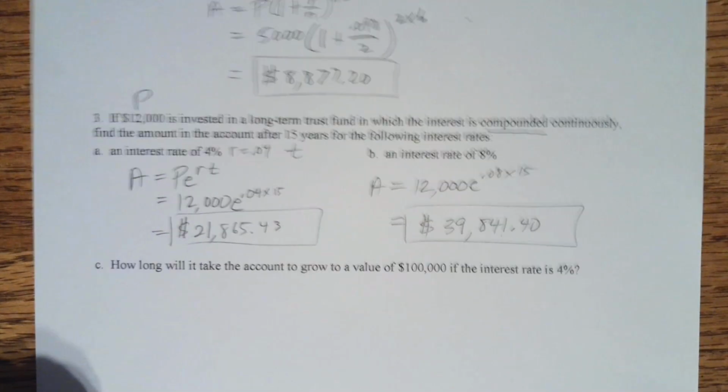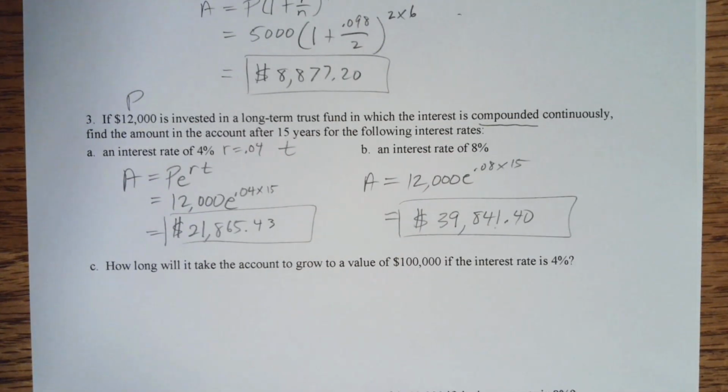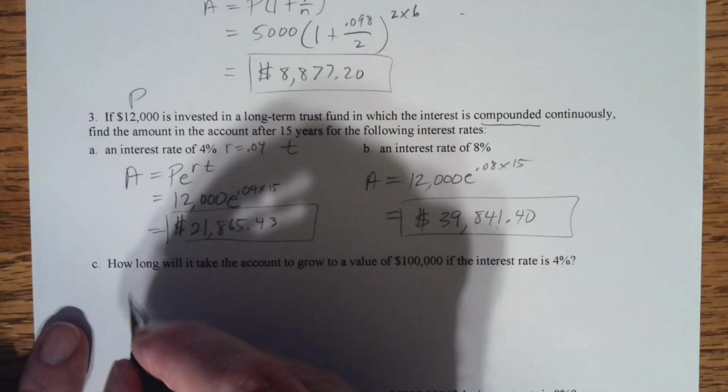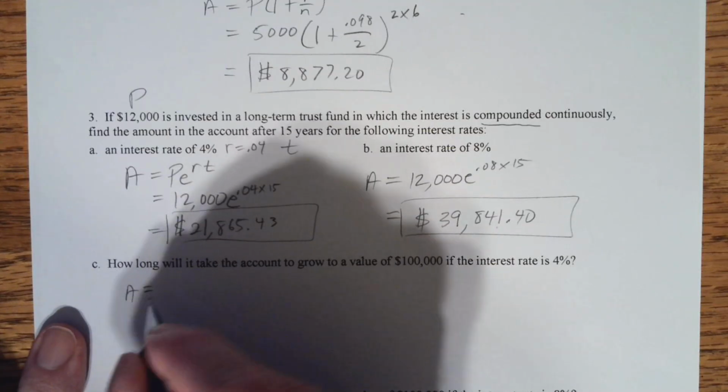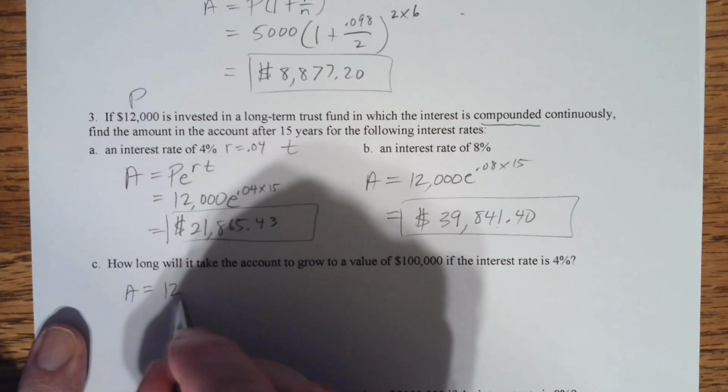Let's move on to C. It says, how long will it take the account to grow to a value of $100,000 if the interest rate is 4%? So basically we have this case here, but we don't know T. And so I'm going to go ahead and write what we'd call the growth formula. We're still starting with 12,000.